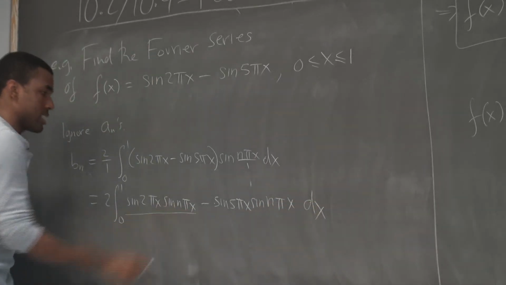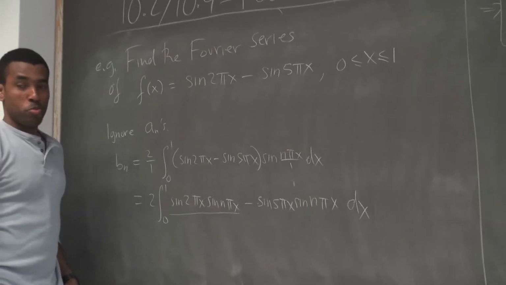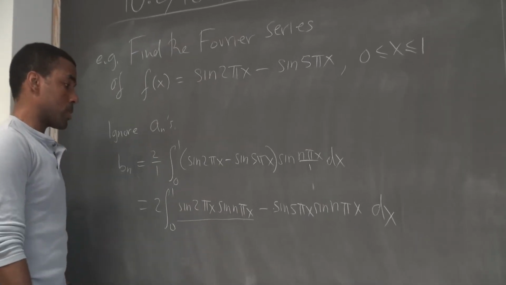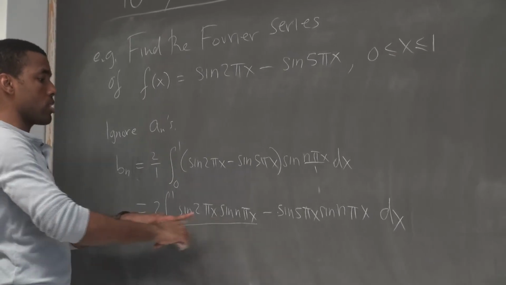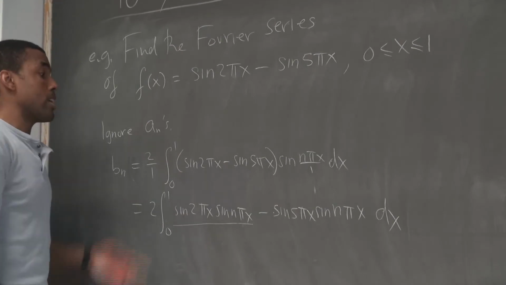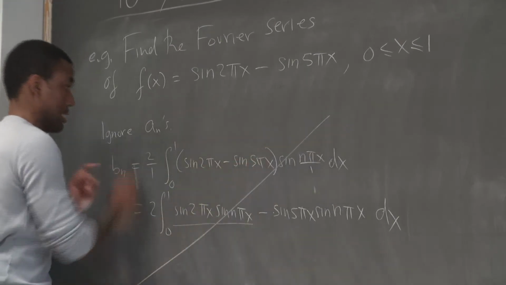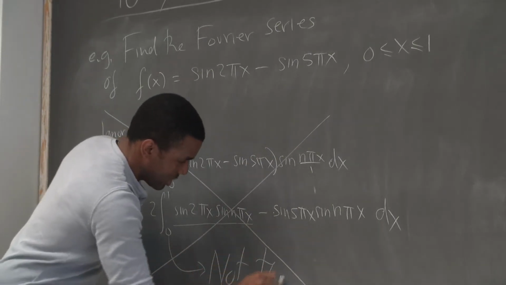So now, how do you integrate this guy? It's going to be a crazy integration by parts. You can get away from by parts by using something called the product to sum formulas, which we all remember from pre-calc. Okay, no one remembers that. Right, so if you do this, you're not thinking. Right? It's a trick question.